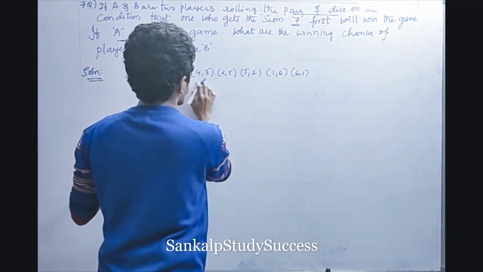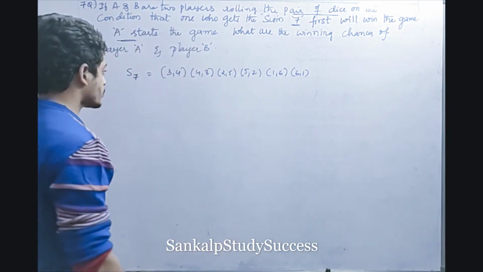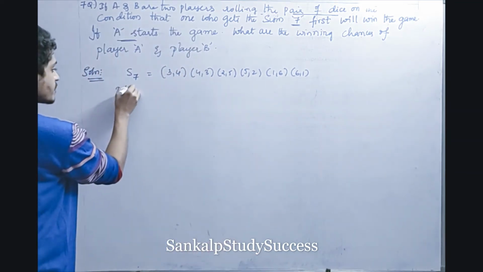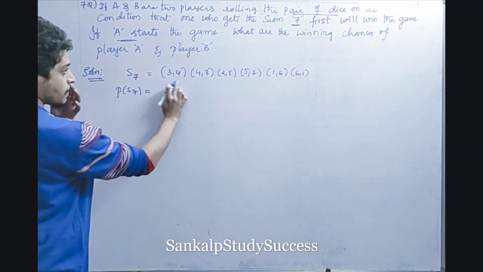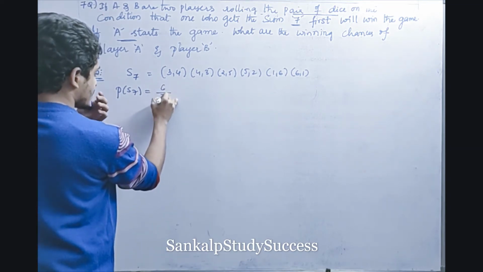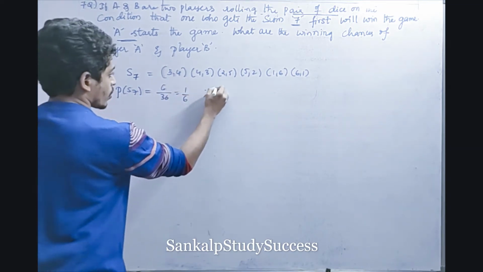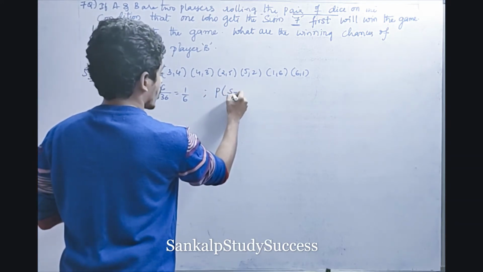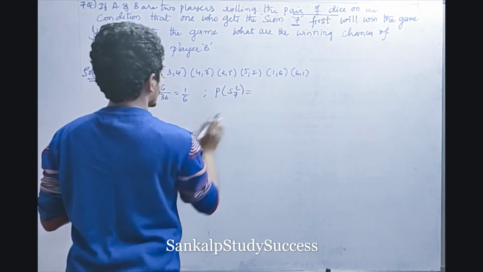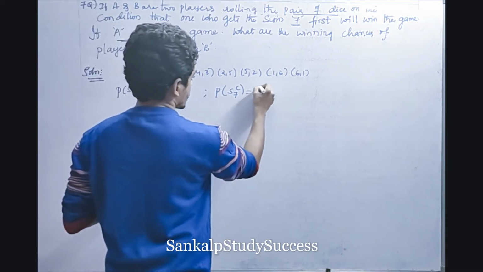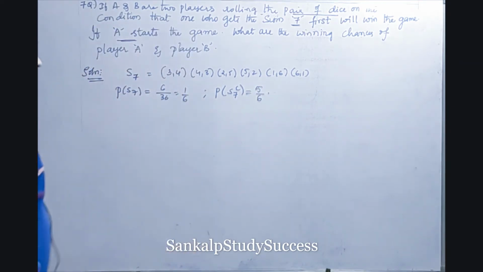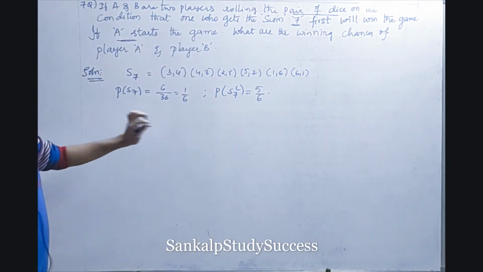Yes or no? 1 2 3 4 5 6. So 6 possibilities are there. So what is the probability of sum 7, friends? 6 by 36, that is nothing but 1 by 6. What is the probability of not getting sum 7, friends? That is nothing but 1 minus 1 by 6 is equal to 5 by 6. Yes or no? Not getting sum 7 is 5 by 6, getting sum 7 is 1 by 6.